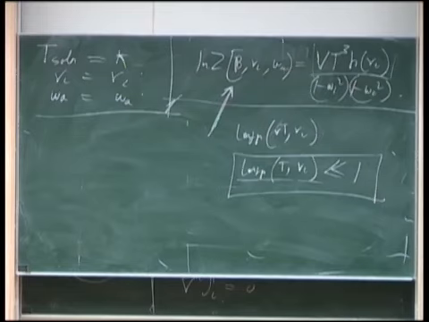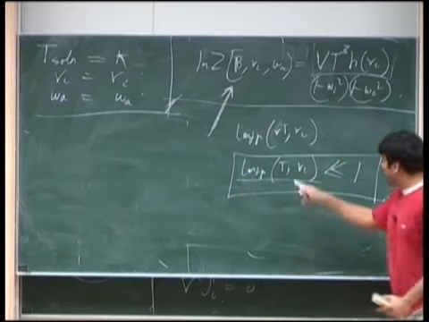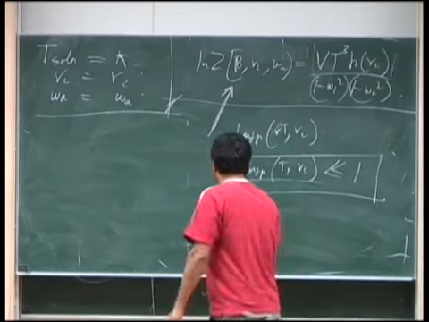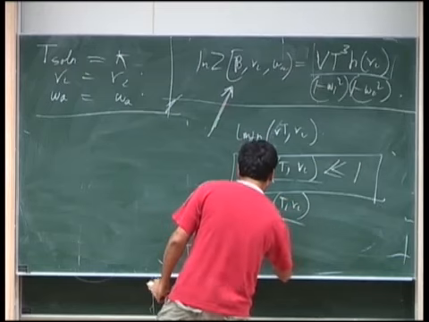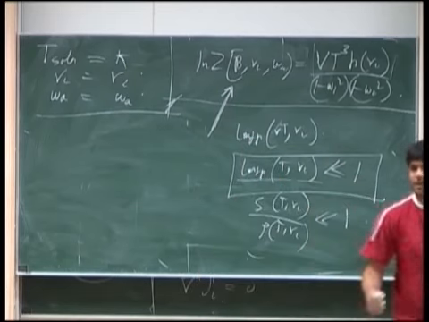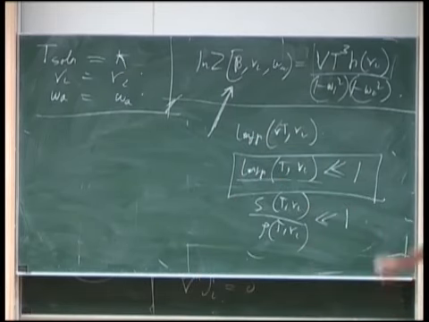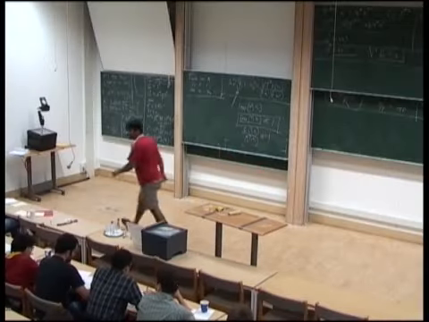So LMFP as a function of t and nu i must be much, much less than 1. What is LMFP? Remember what it is. It's simply entropy as a function of t and nu i divided by energy density as a function of t and nu i. That is the condition for the validity of what I've said. Is this clear? Please. So you've set the radius of the sphere to 1?